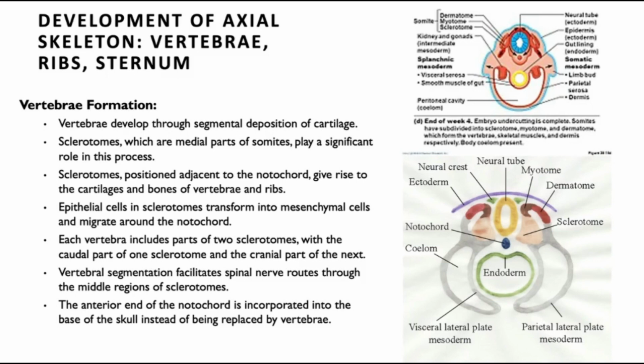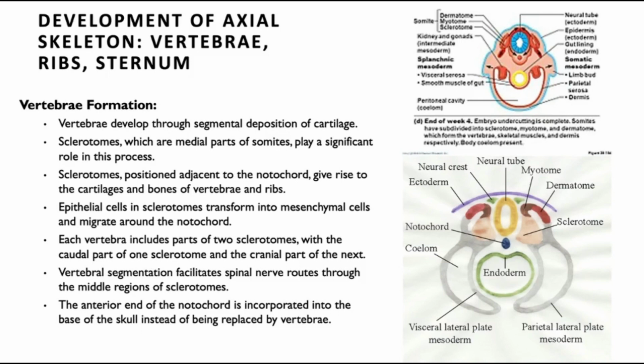Then each vertebra has parts of 2 sclerotomes. The caudal part of one sclerotome, so the bottom part of one sclerotome, right? It's got that, and then it's got the cranial part of the next one. I don't know if that makes sense.